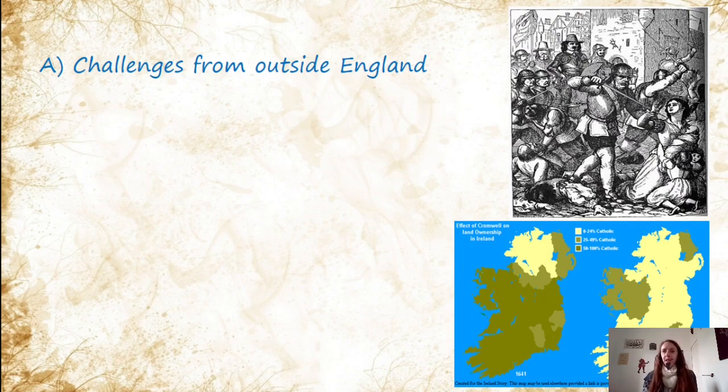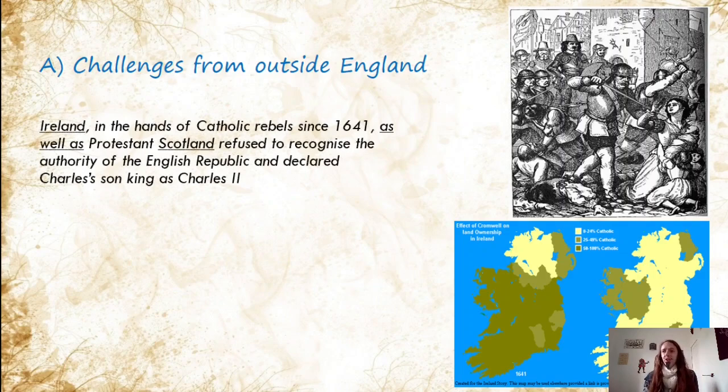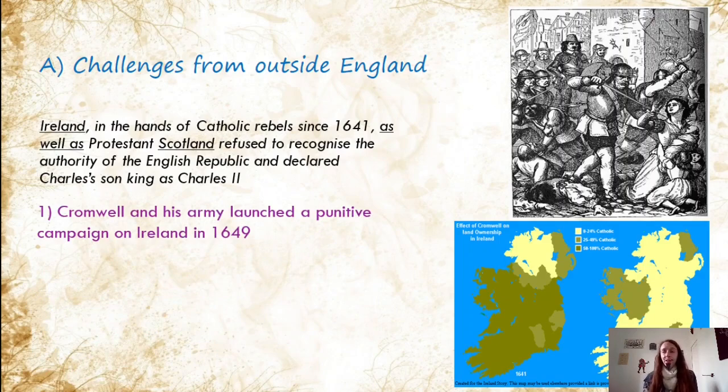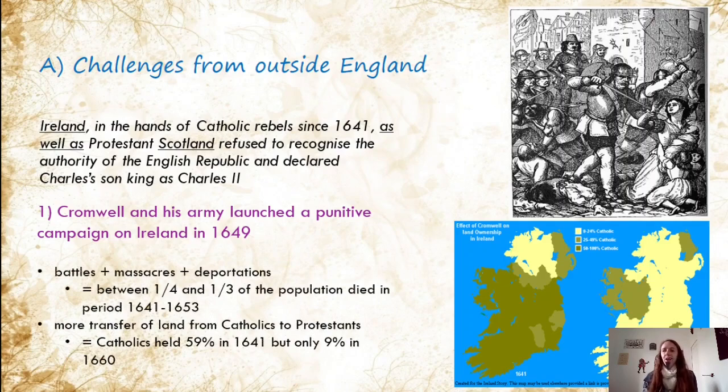Now, even though the king had lost his head, there were still challenges that came from outside England. Indeed, Ireland, that was in the hands of Catholic rebels since 1641, as well as Protestant Scotland, refused to recognise the authority of the English Republic and declared Charles' son king, as Charles II. Cromwell and his army decided to launch a punitive campaign on Ireland in 1649, with battles, with massacres, deportations. Between a quarter and a third of the population died between 1641 and 1653.